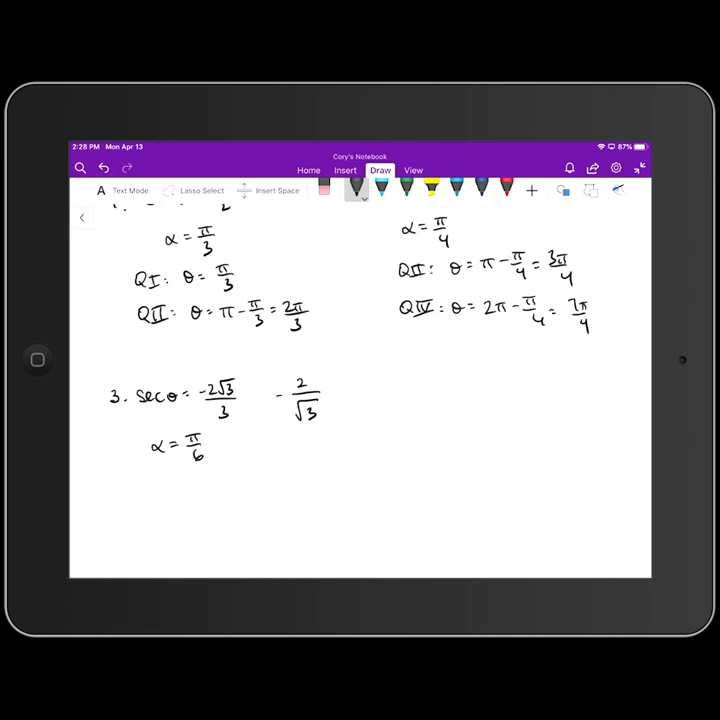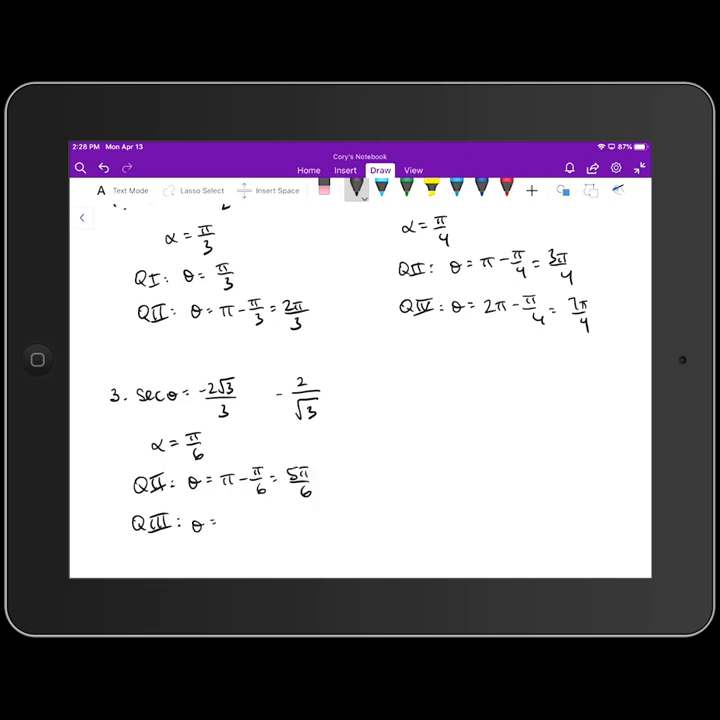We next want to figure out in what two quadrants secant is negative. We know secant is positive, all students take calculus, in quadrants 1 and 4. So secant has to be negative in quadrants 2 and 3. The angle in quadrant 2 with reference angle pi over 6 would be pi minus the reference angle pi over 6, which is 5 pi over 6. And the angle in quadrant 3 with reference angle pi over 6 would be pi plus pi over 6, which would be 7 pi over 6.